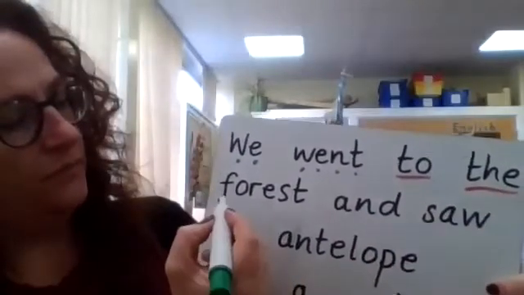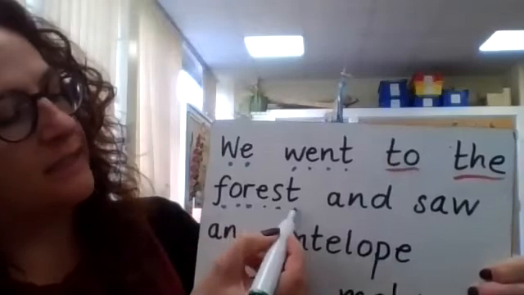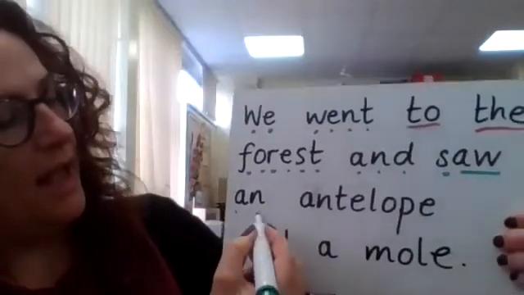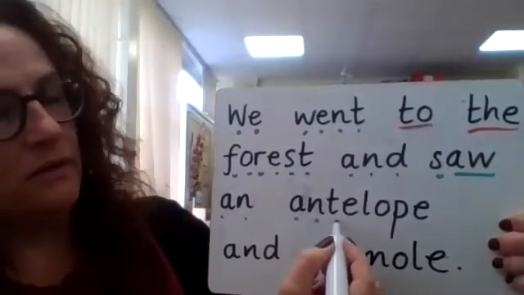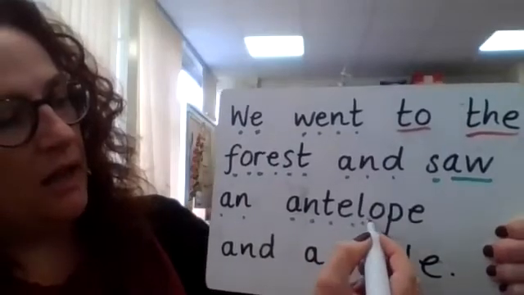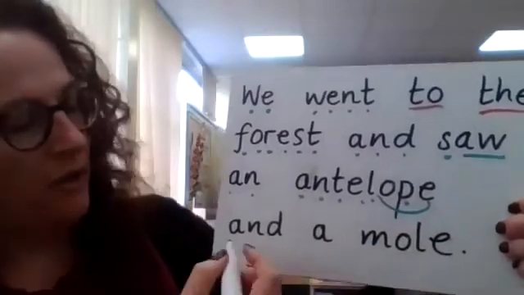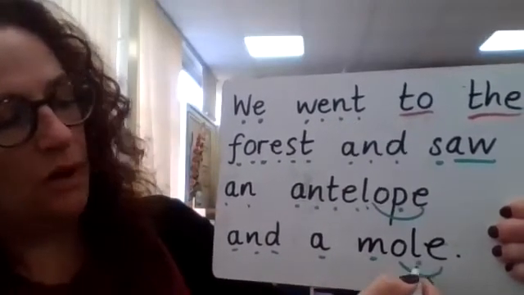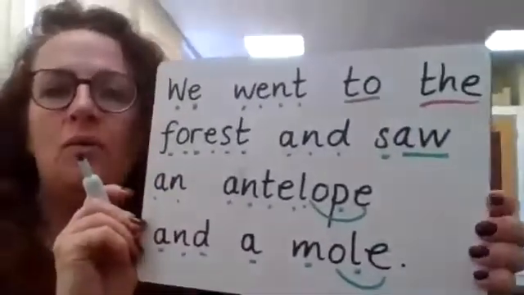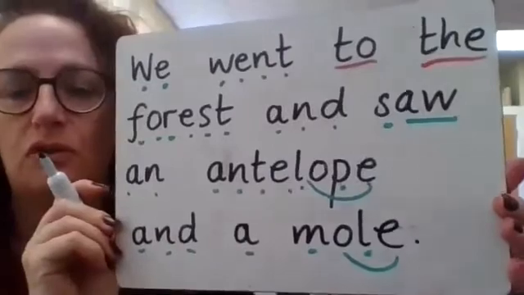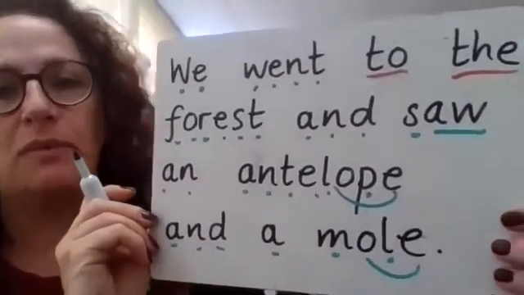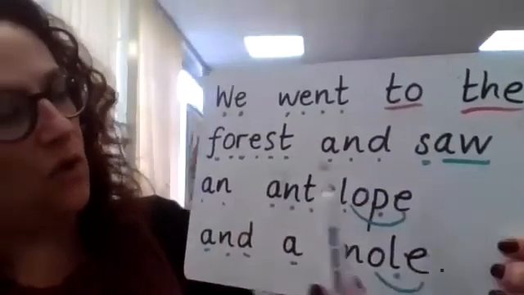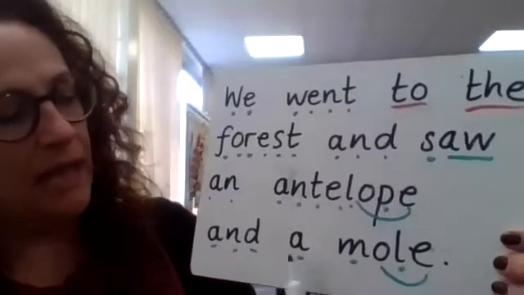To the forest and saw an antelope and a mole. Okay, so now we sounded like robots there. We've sounded out all the words. We need to make sure it makes sense when we say it. So we went to the forest and saw an antelope and a mole.